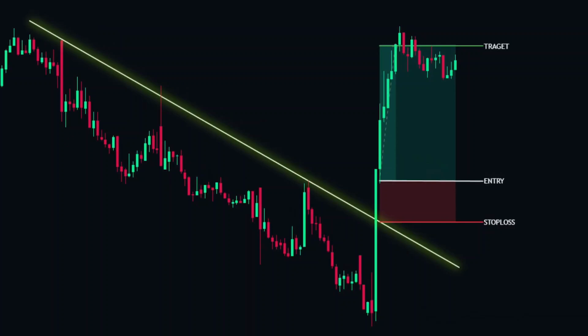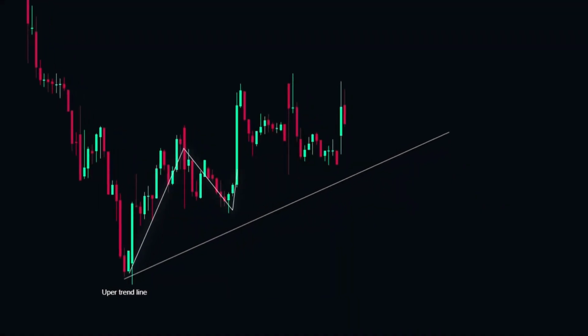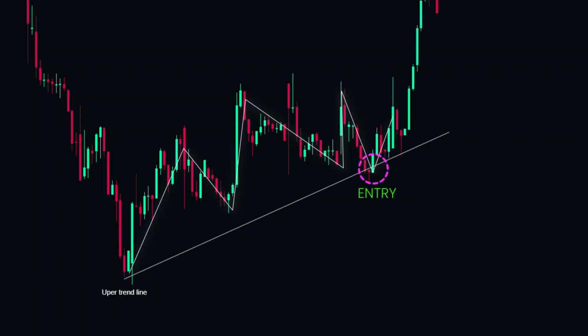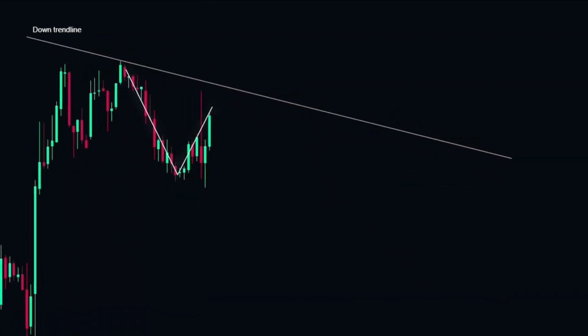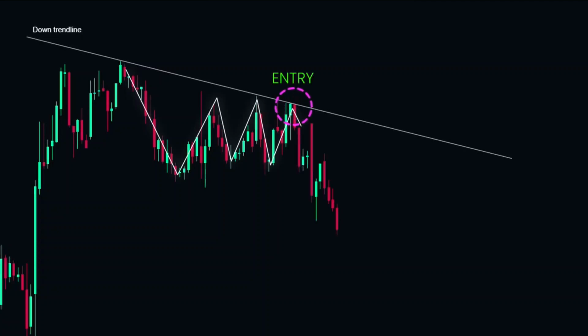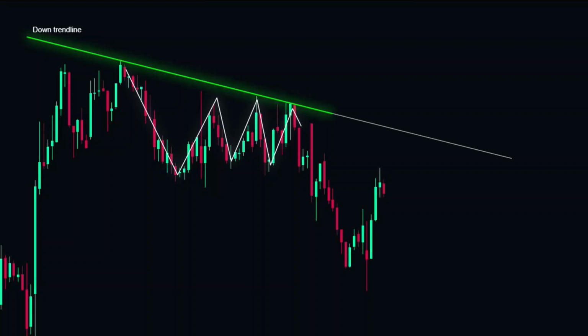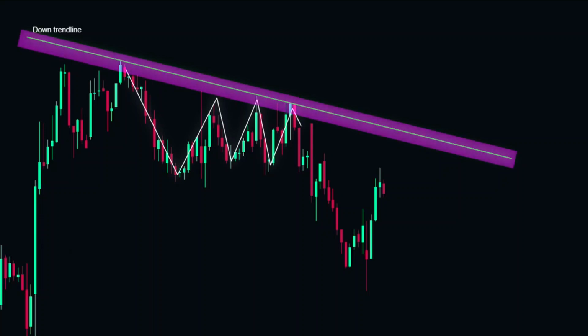Trend lines not only indicate direction, but also tell you where to enter and exit. How? See this. For example, whenever the price touches the uptrend line and comes back to retest, you can make your entry here. Similarly, if the price touches the downtrend line and comes back to retest, you can make your entry there. This means that the trend line shows the exact level where the price can react. But let me tell you one thing, it's not just a line, it's a zone.